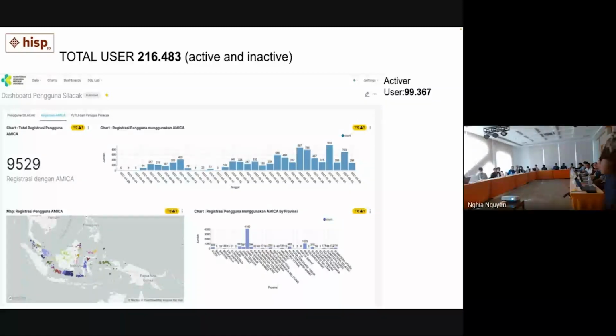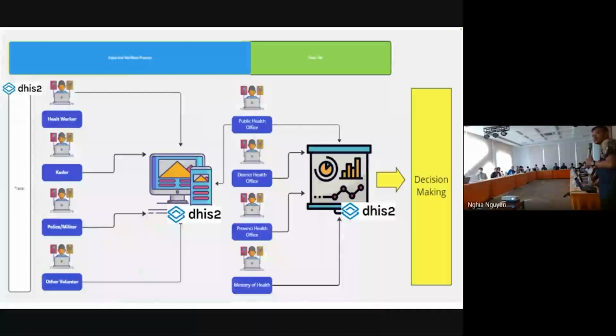So access our application. Okay, and go. So this is the process. In here we have the tracer. The tracer is someone collecting data in the field, visiting the person in close contact with people who are positive for COVID.